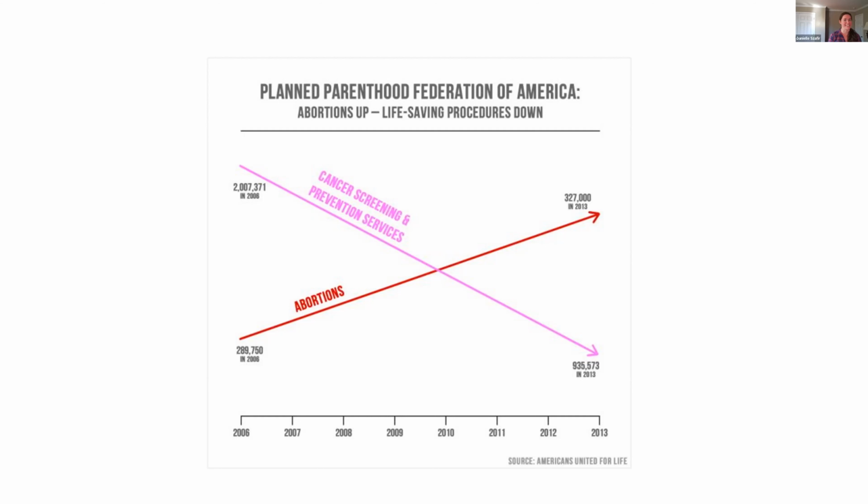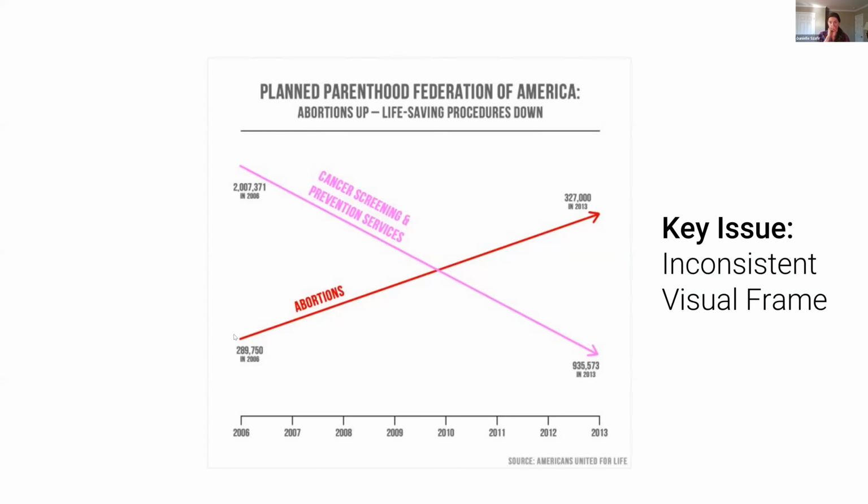Yep, Melissa's got it here. The y-axis scales are dramatically different. This is what we would call an inconsistent visual frame. We have this argument that there is a change in services, but when people look at a chart like this, they assume a consistent visual frame. They assume that the y-axes are going to share the same scales.